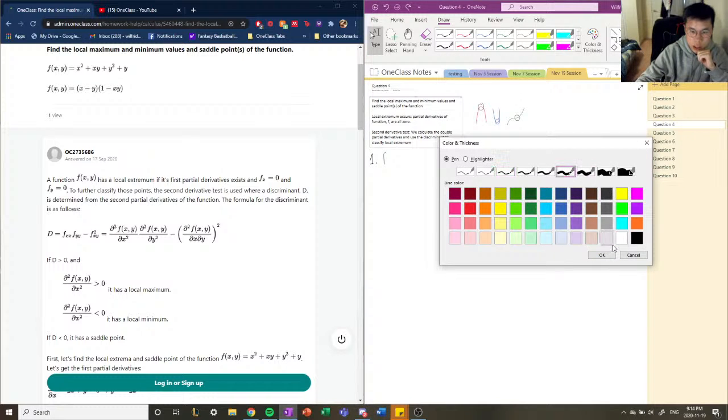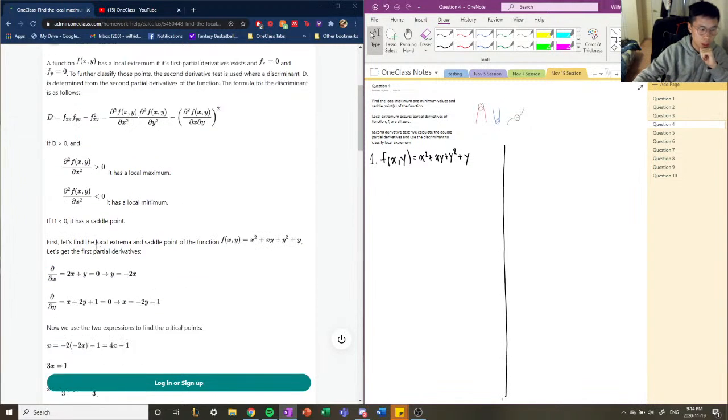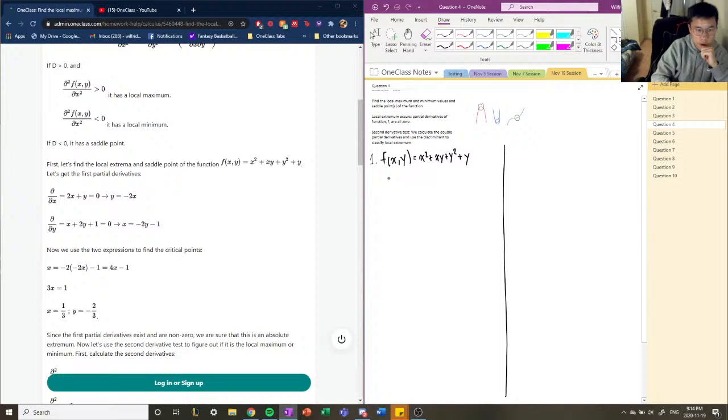Let's make it like this. Okay. So f of x, y equals x squared plus xy plus y squared plus y. And I'll just do a boundary here. Okay. Cool. All right. So let's calculate our partial derivative first.